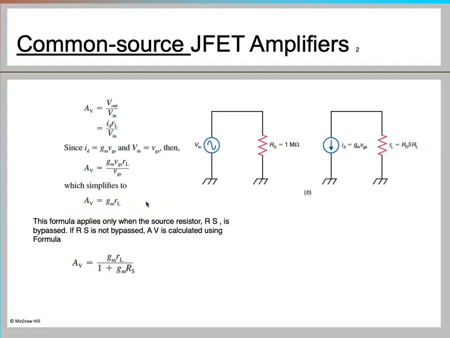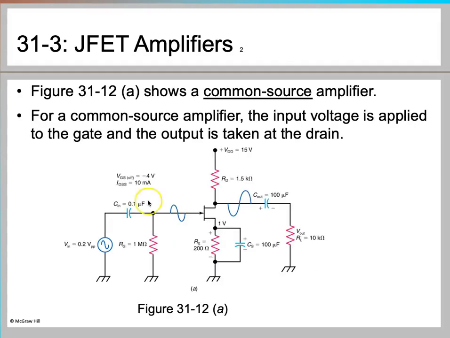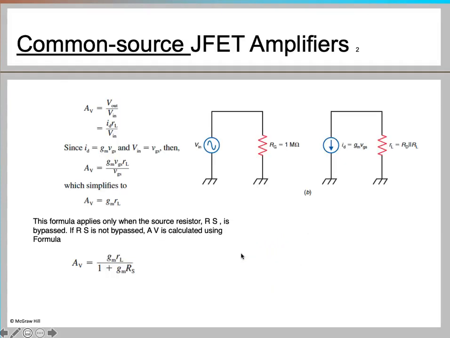Now, let's go back to this circuit. If in this circuit you're not using the bypass capacitor, so this capacitor is not connected, then your formula is going to be a little different. You'll be using this formula where your voltage gain will be equal to GM RL upon 1 plus GM RS. So this formula you'll be using if your RS is not bypassed. These equations you will be using to find the voltage gain for common source JFET amplifiers.